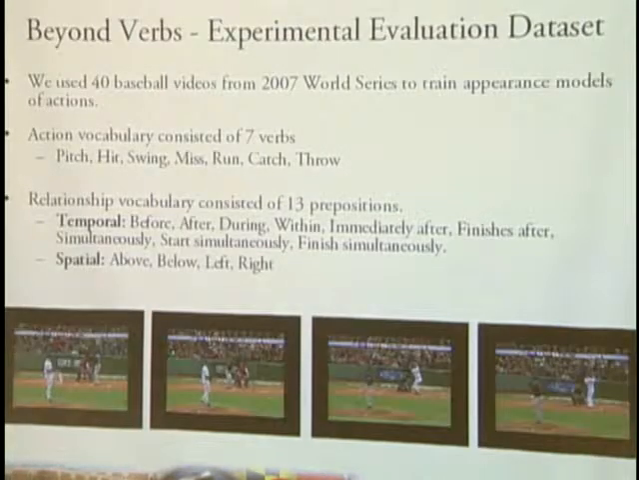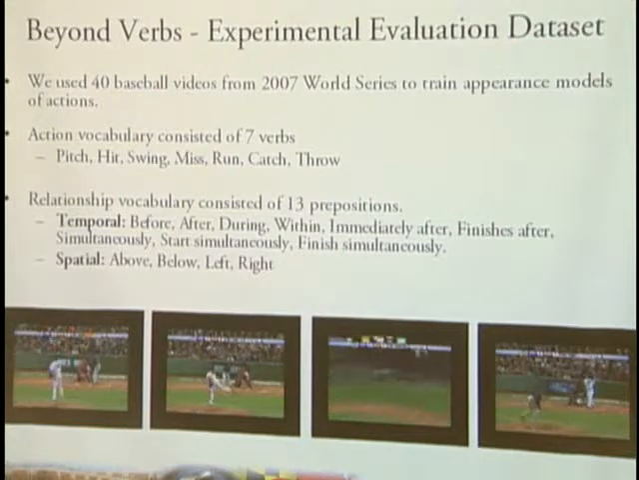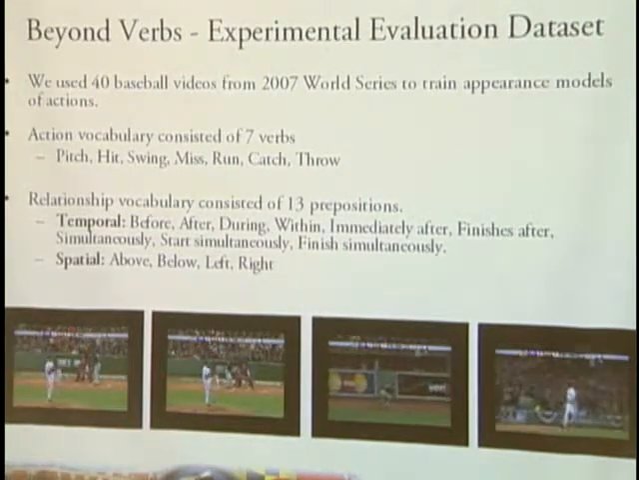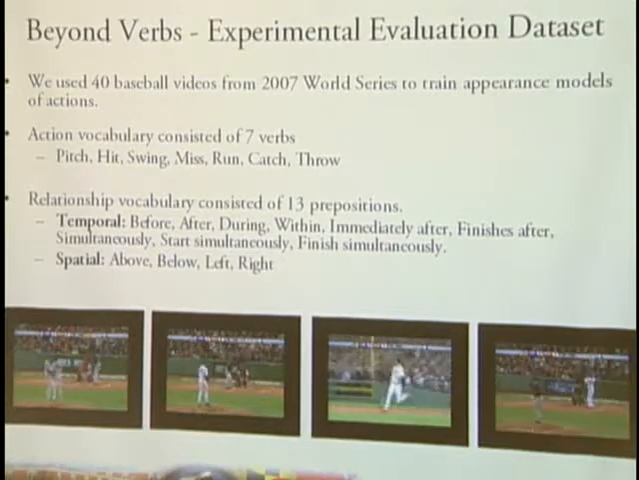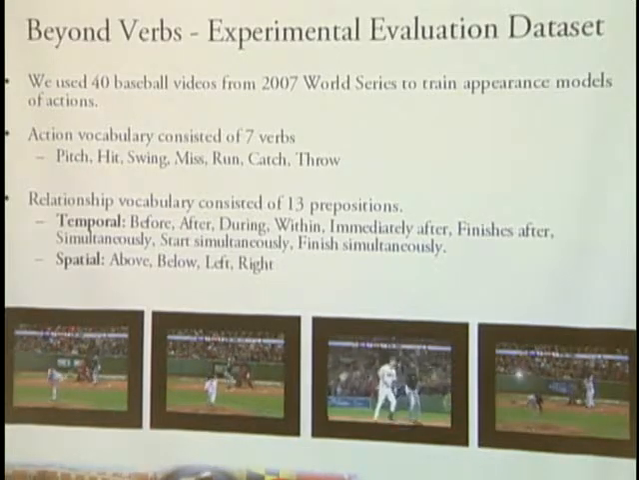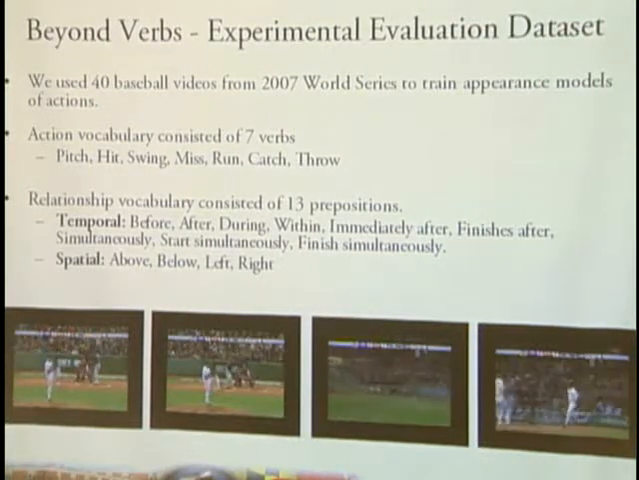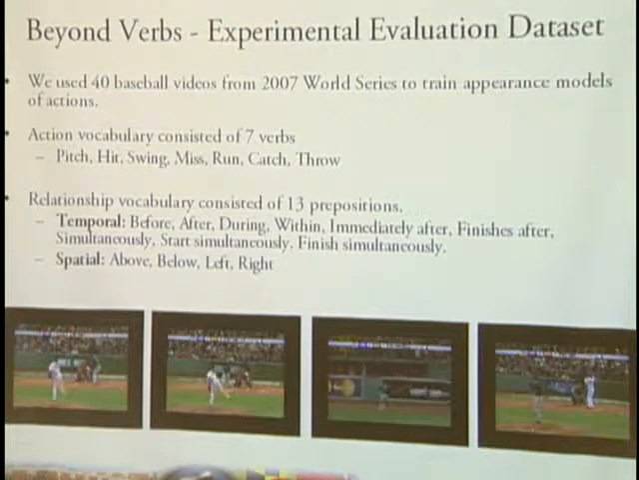For experimental evaluation, we used 40 baseball videos from the 2007 World Series. Our action vocabulary consists of pitching, hitting, swing, miss, run, catch, and throw. Our relationship vocabulary consists of just 13 prepositions, out of which 9 are temporal and 4 are spatial.